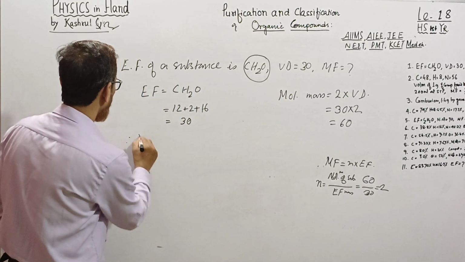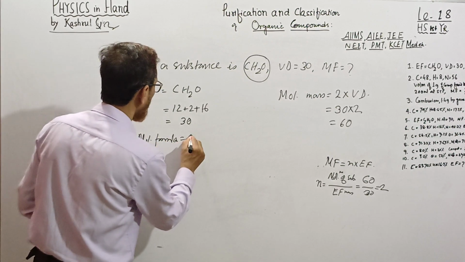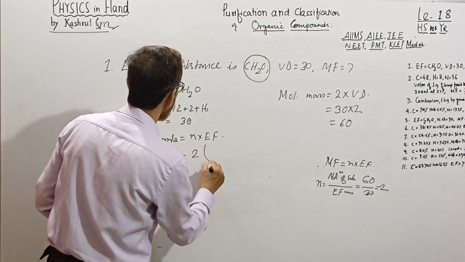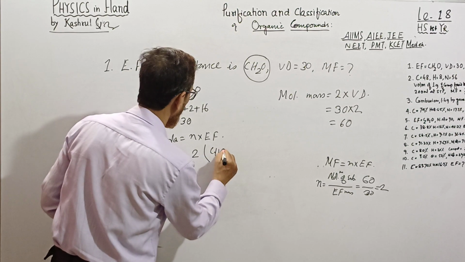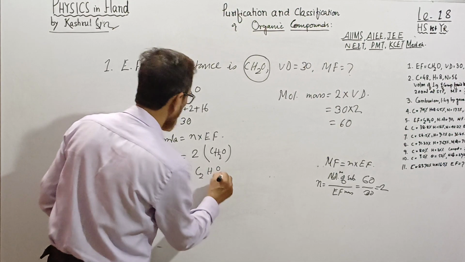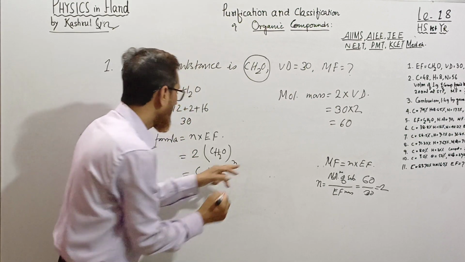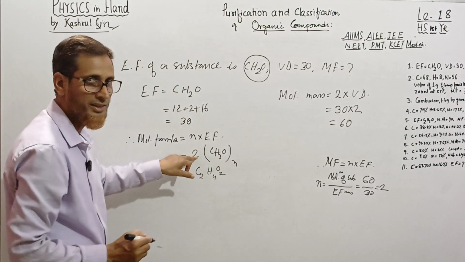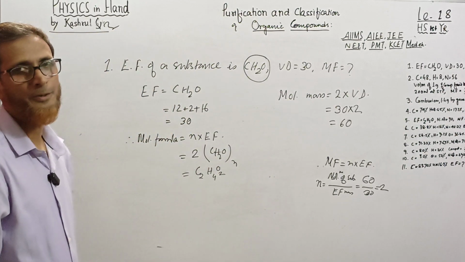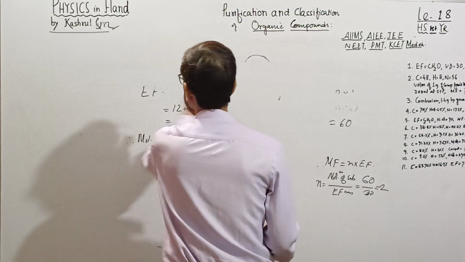Therefore molecular formula is equal to n into empirical formula. n is equal to 2. Empirical formula is CH2O. Answer is C2H4O2. Or sometimes n is given here, multiplied like this, you can write it either way, no harm, the answer is the same. So your molecular formula is this. I think it is very simple, nothing to explain.